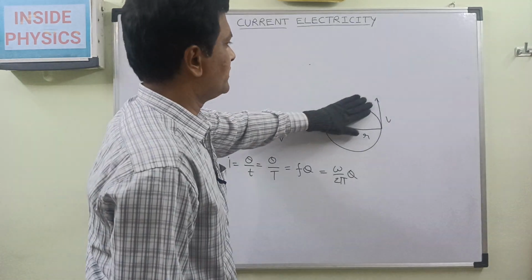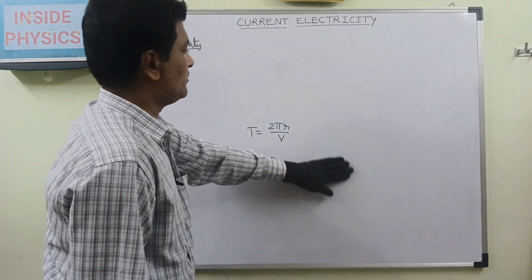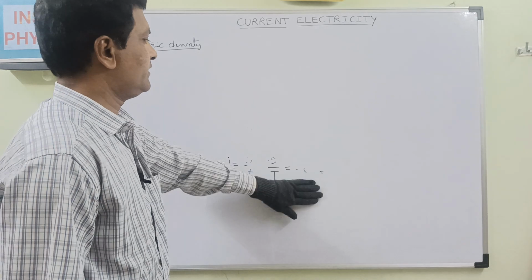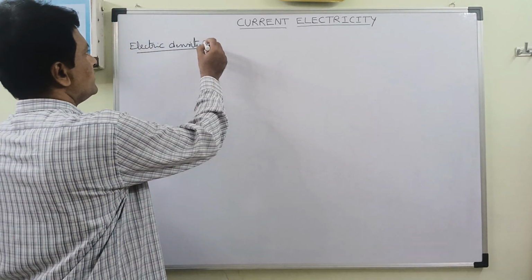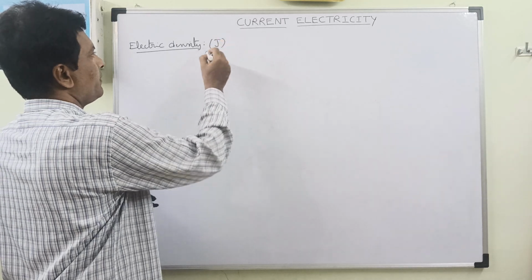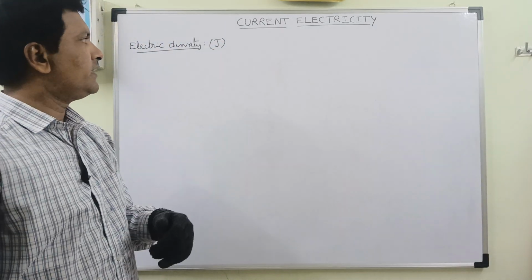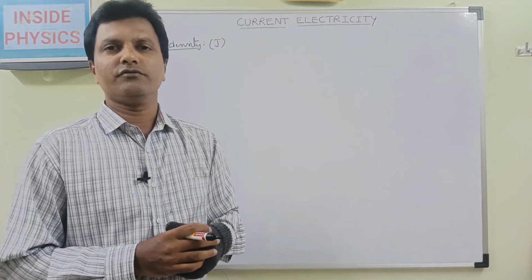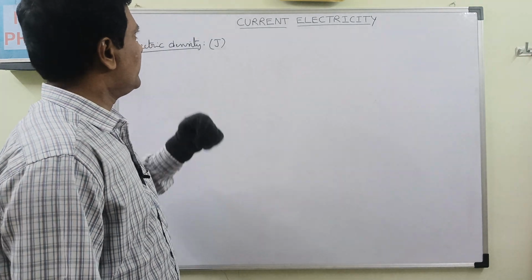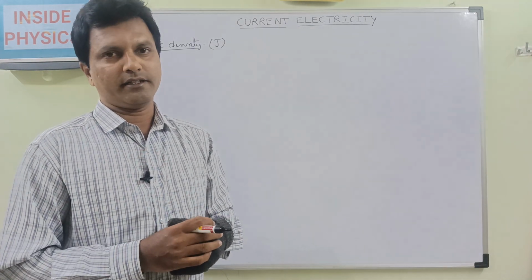Electric current density. What is the density of electric current? It is represented with J. Electric current density is a vector having a magnitude of the electric current passing through a conductor.